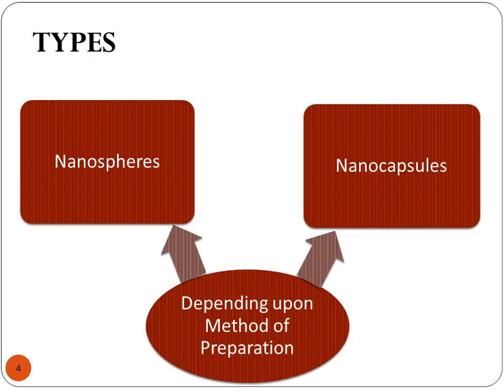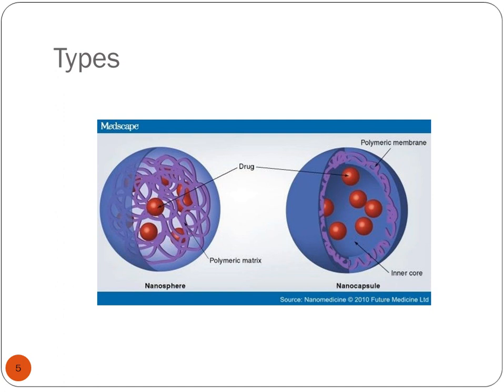Now these are of two types depending upon the method of preparation. One is nanospheres and the other one is nanocapsules. As we can see from the diagram, these are the nanospheres in which the drug, you can see these red balls, indicated as drug, is entangled in the polymer matrix. And in nanocapsule we can see that the drug is enclosed in between this polymeric layer.